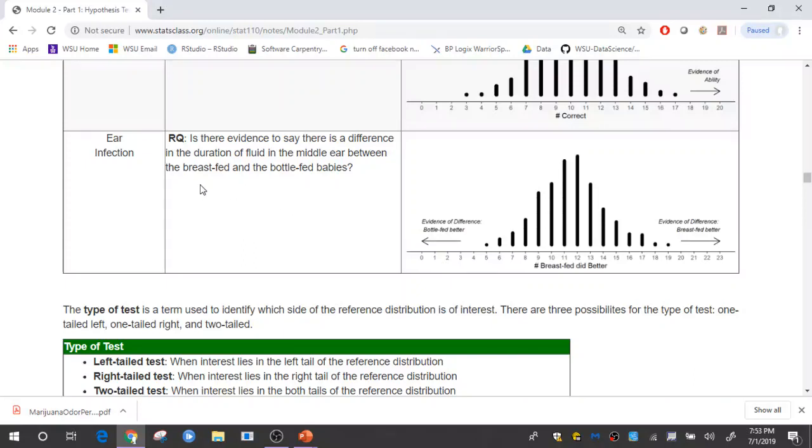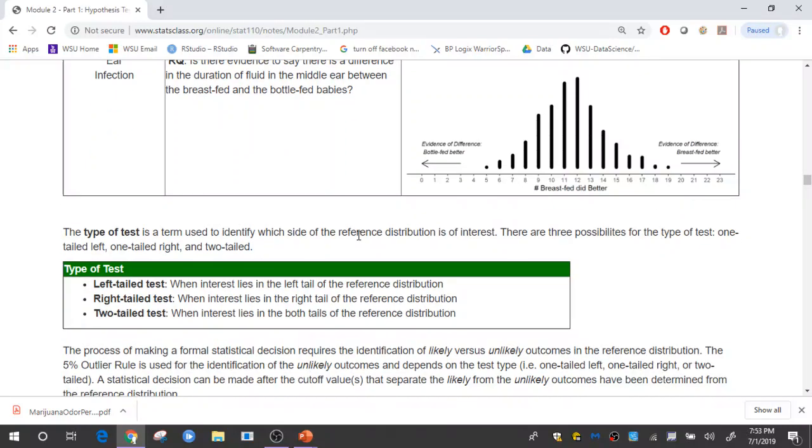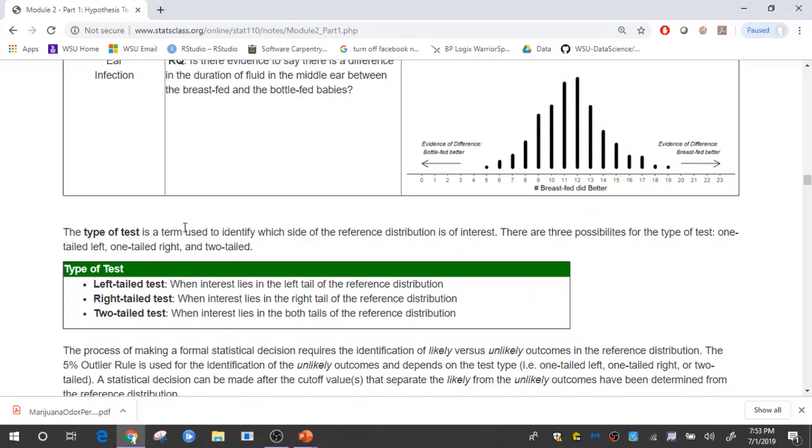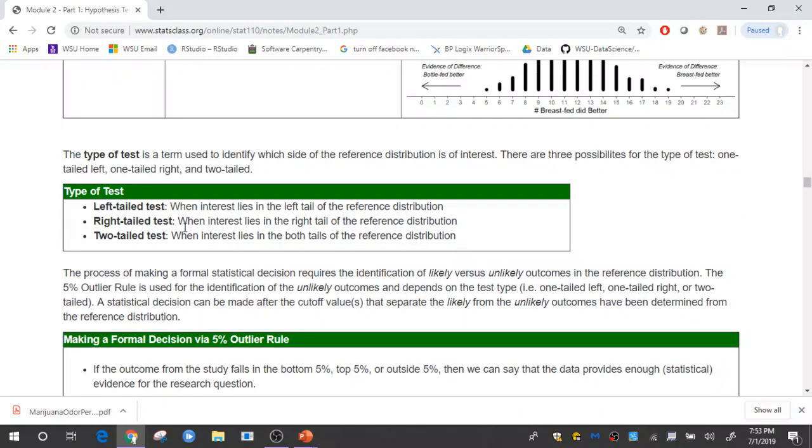For the ear infection, the question was, is there evidence to say that there is a difference in the duration of fluid in the middle ear? That's going to be a 2-sided one. As we talked about before, if I was too low on that number line, that would indicate that bottle fed would be better. Or if I'm too high on that number line, that would indicate that breastfed babies would be doing better. So the left side or the right side or both sides is just identified as the type of the test. The type of the test is either left-tailed, right-tailed, or two-tailed.